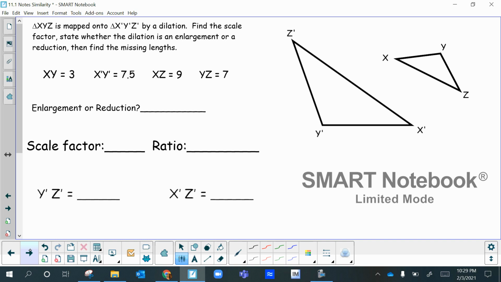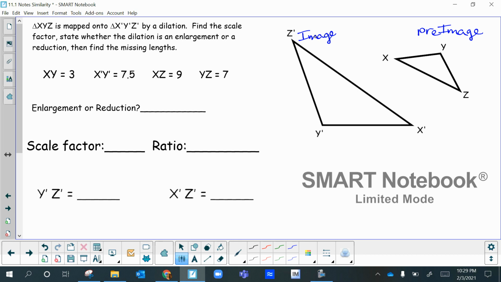So it says triangle XYZ is mapped onto X prime, Y prime, Z prime. So whenever you see that, guys, the letters, if they're just regular, that's going to be your pre-image. Okay, so you may want to label that. Whenever it has these little apostrophes here, that's going to be the image. Okay, so remember the pre-image is the original, the image is the new one.